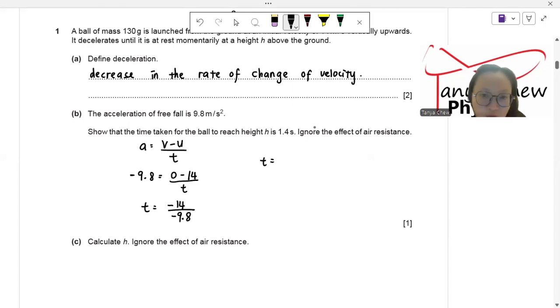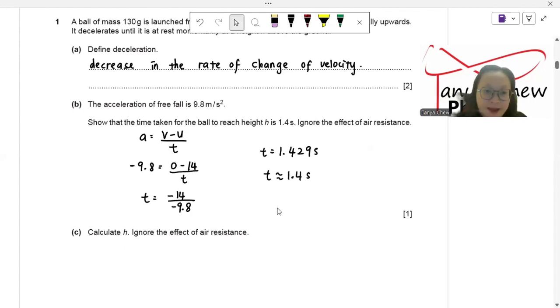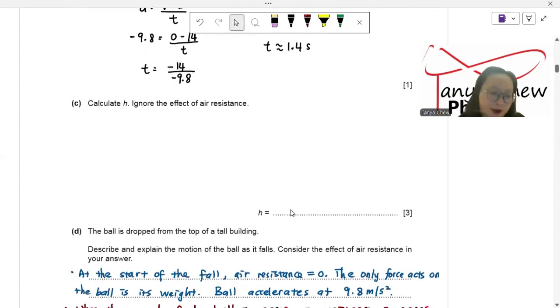So for the t that I got, you put more significant figures because at the end you need to round off to 1.4 second. Please remember, do not straight away put it as 1.4 second, right? Take more significant figures. So 1.429 second is my answer. So that is why I round it off to 1.4 second. Ta-da, proven.